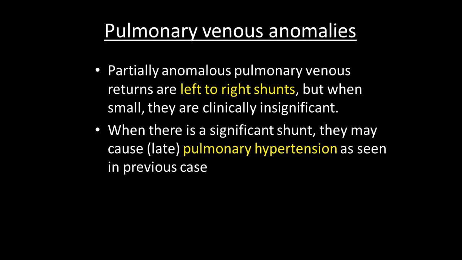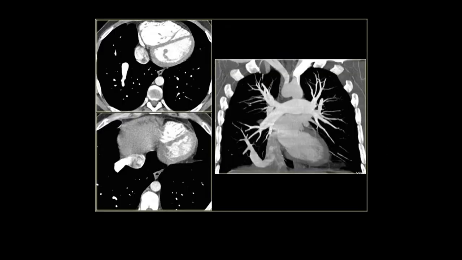So when there is a partial anomalous pulmonary venous return and left to right shunt, it can be insignificant. But when there is a significant shunting, as we said, more than 2 to 1, it will then cause pulmonary hypertension, as we saw in the previous case.